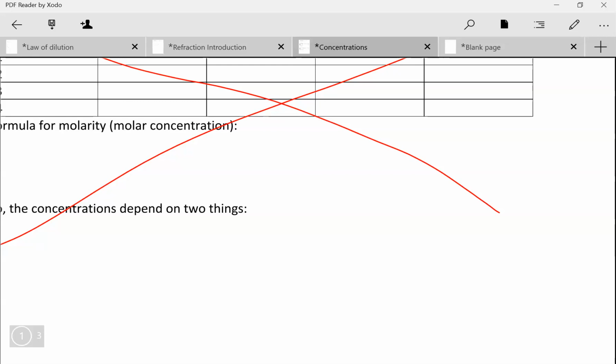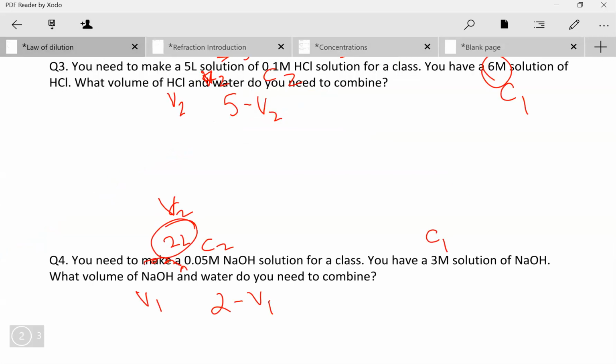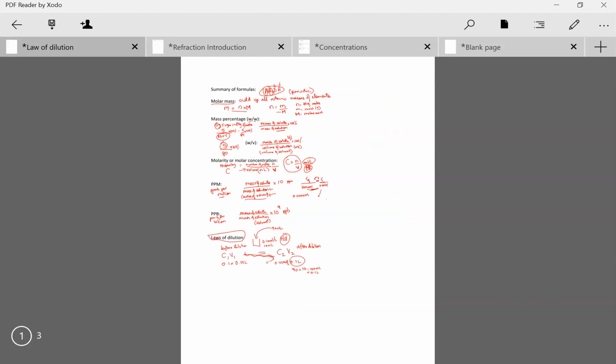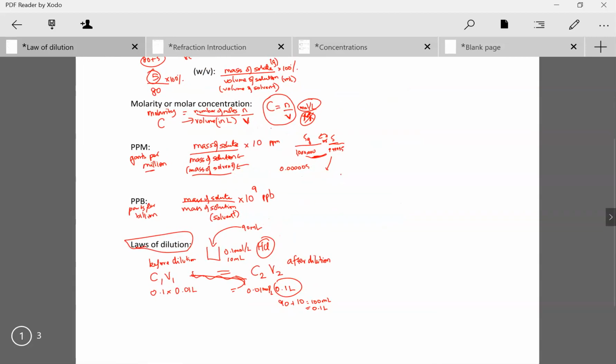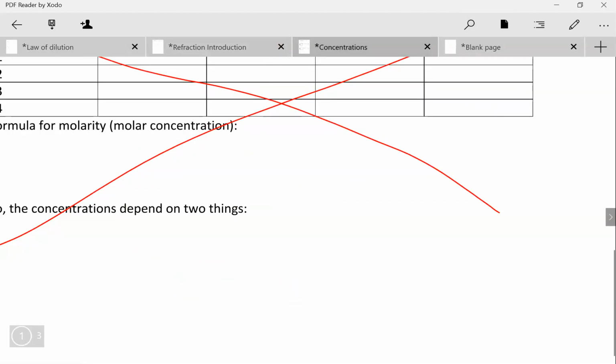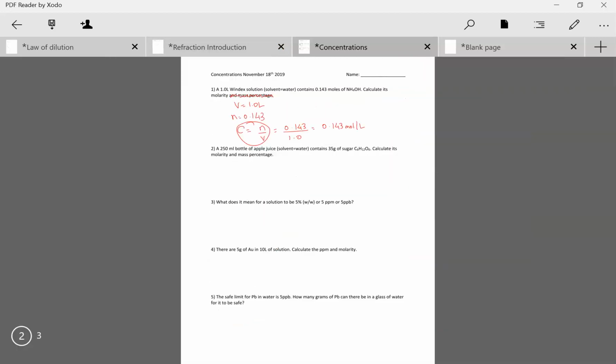And this formula I got right from the previous page. Not this previous page, this previous page. And then go back. Okay, I got it from here. This formula right there. C equals N over V. Right, so that's where I got that from. Whoops, wrong. I'm in the wrong place. Okay.